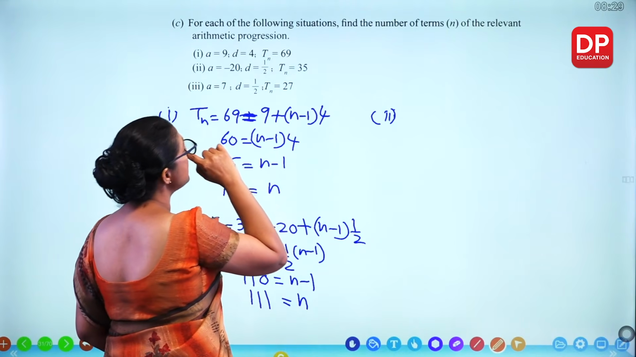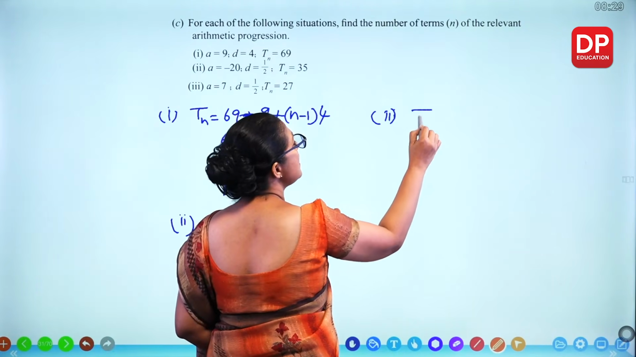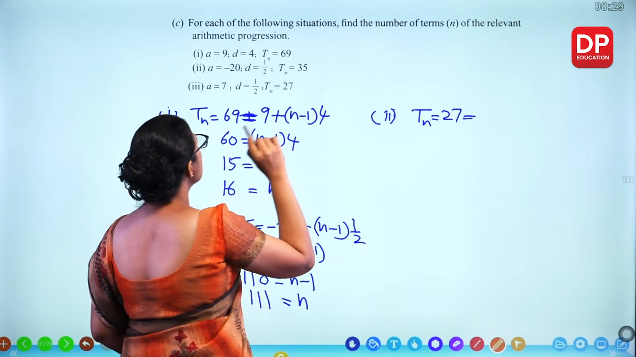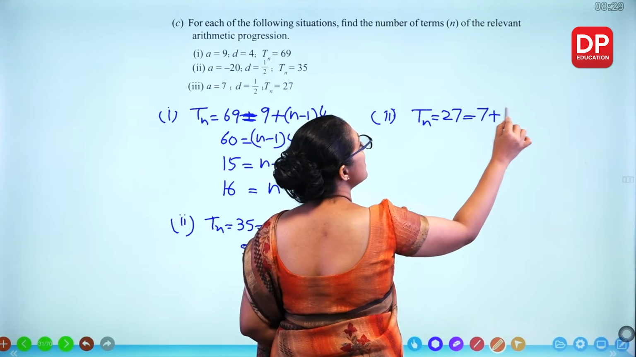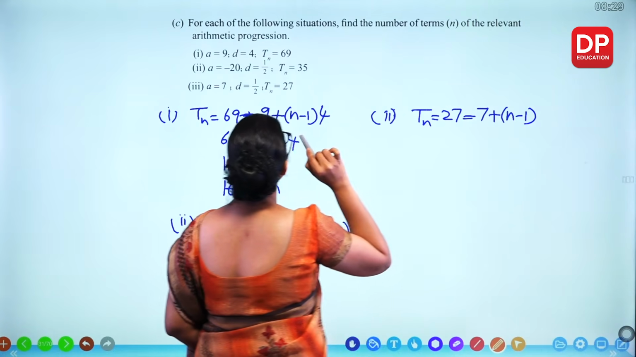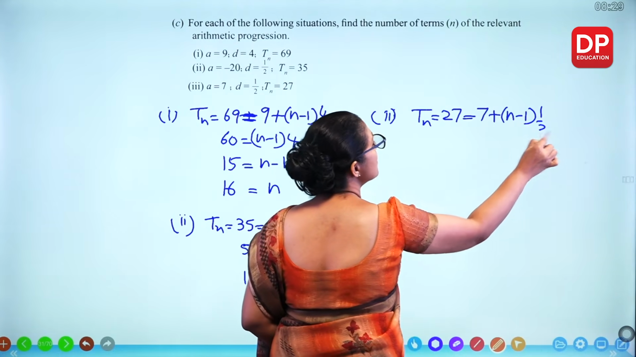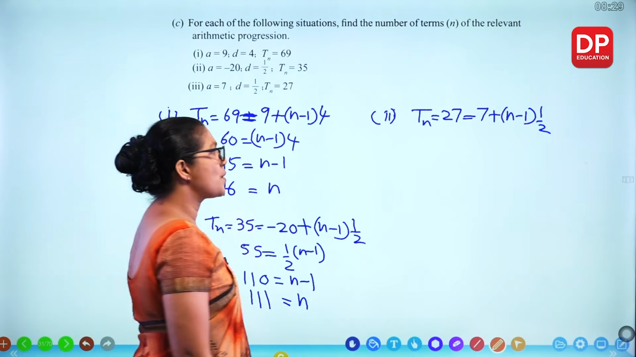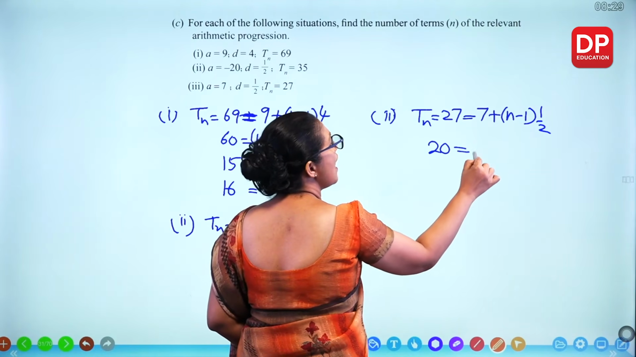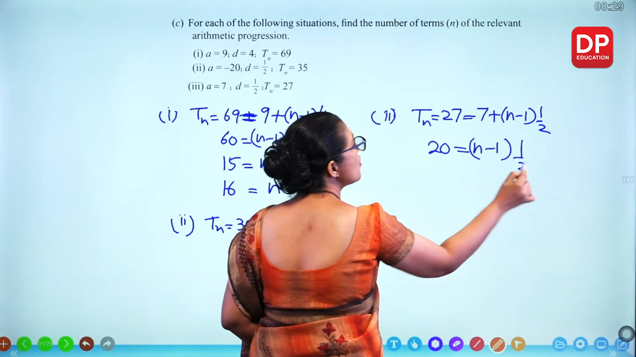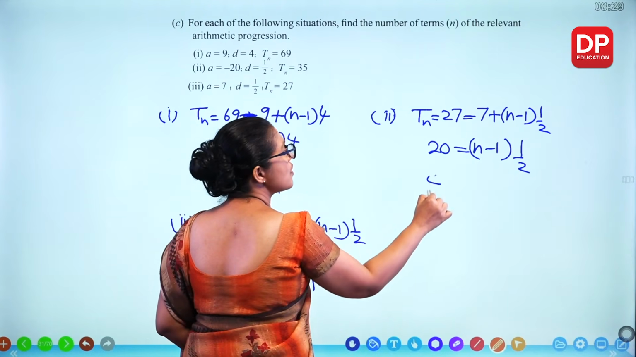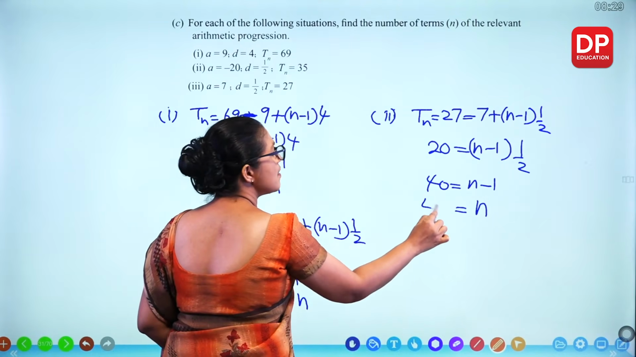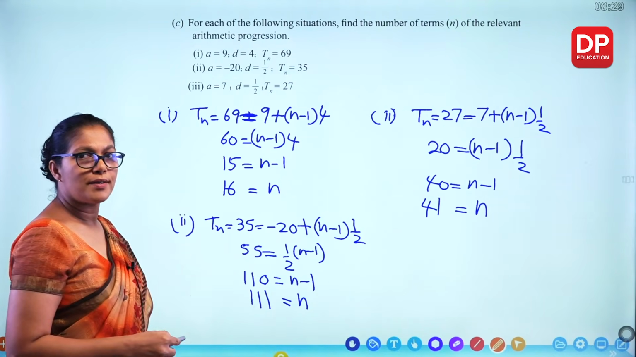Third part, A equals 7, D equals half, and you have given T n equals 27. So what's the first term? 7. 7 plus n minus 1 d. D equals half. So what we can do, first take 7 to the other side. 27 minus 7 is 20. And then you multiply both sides by 2. 40 equals n minus 1. N becomes 41.